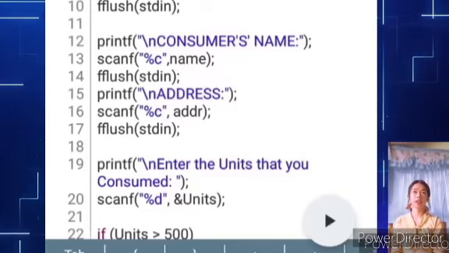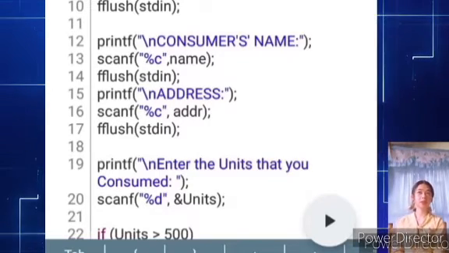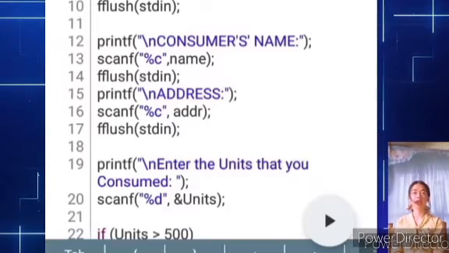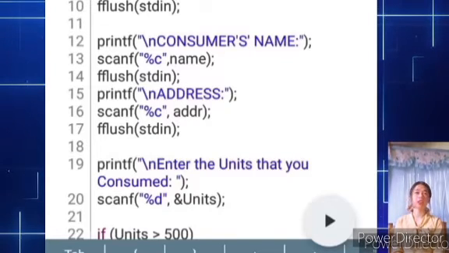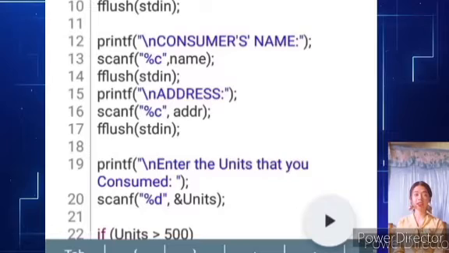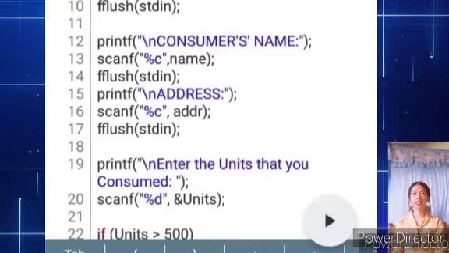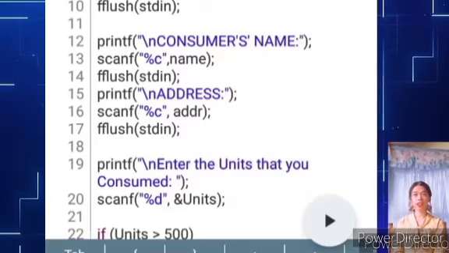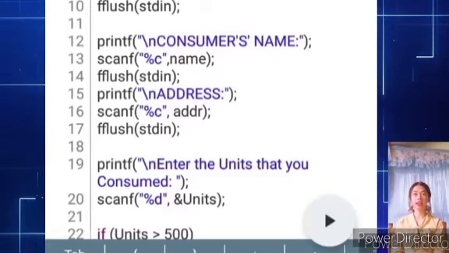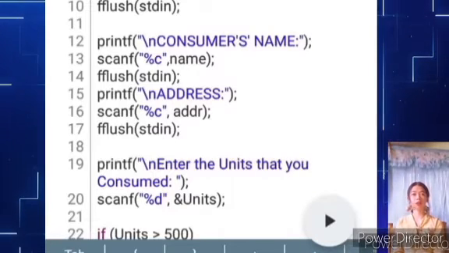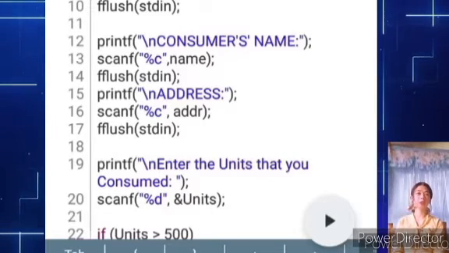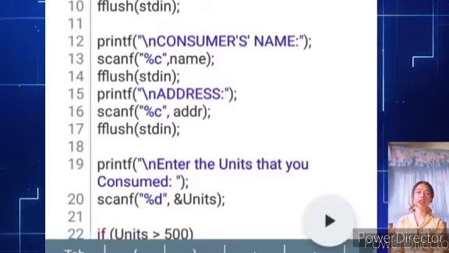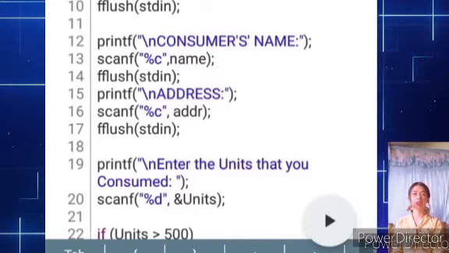Since we will input a name here later. Then flush stdin, and when this statement is correct or true, it will be executed. Next, printf \n, address, scanf, %c, and address. Flush stdin. Printf \n, enter the units that you consume as input from the user and store the entered value in a variable unit. Scanf, %d, and unit.